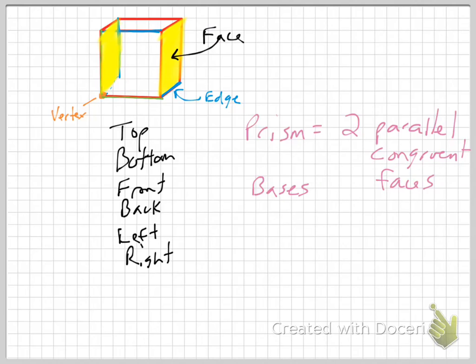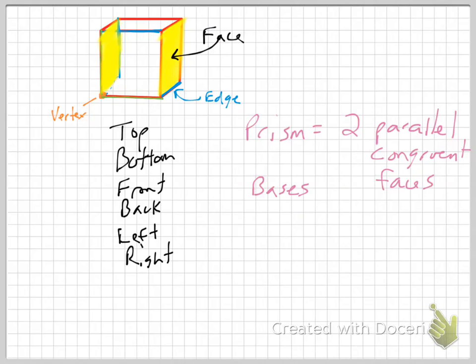Faces that are parallel to each other and are congruent are also known as a base, right? Whatever the base is, what you call the prism. So then, if the base in this situation is a rectangle, what do you think we're going to call this prism? A rectangular prism. It's a rectangular prism.